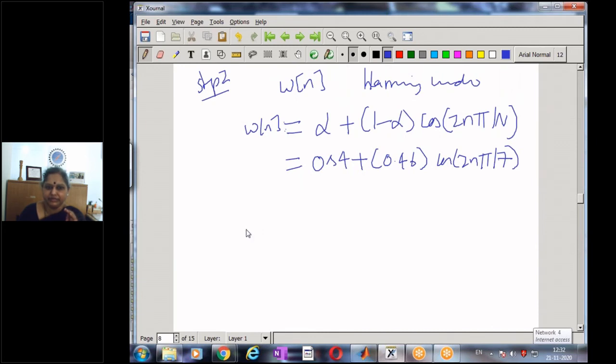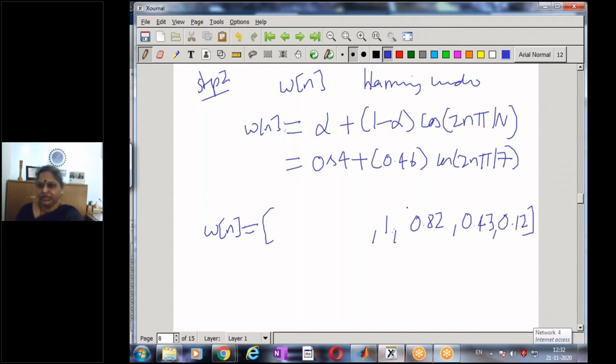When I compute this, Wn is going to be the same, because for a low pass or high pass filter the window function does not change. So we have the central value as 1, then 0.82, then 0.43 and 0.12. And by symmetry, it's going to be 0.82, then 0.43, and 0.12.